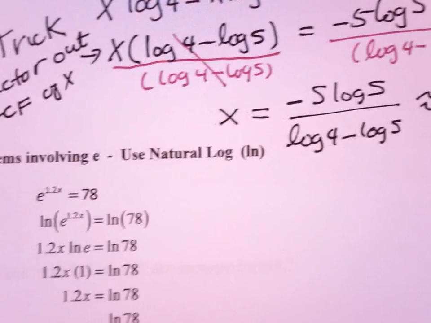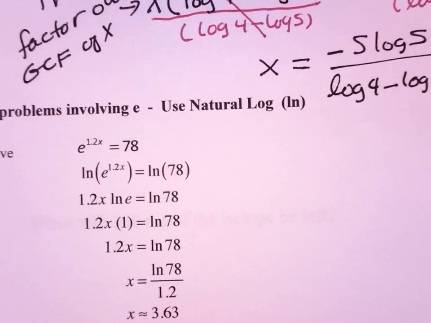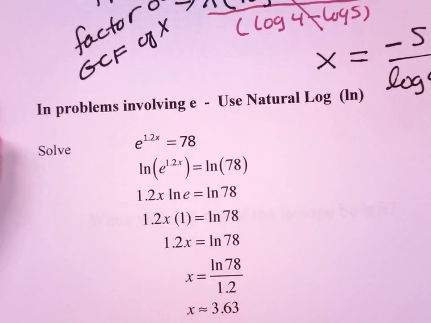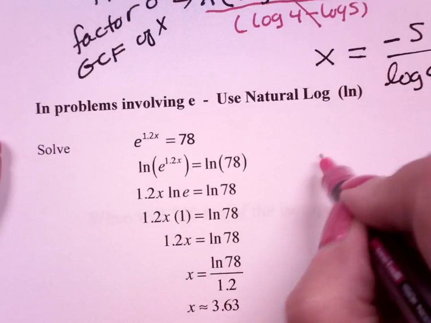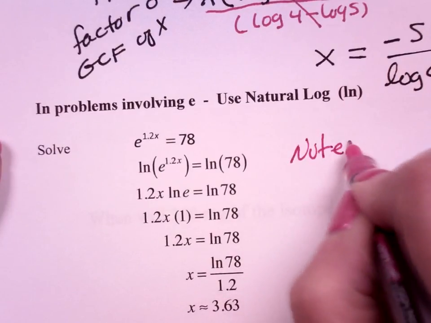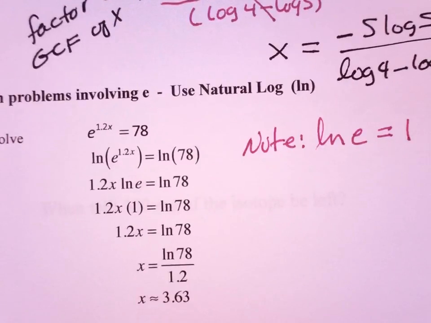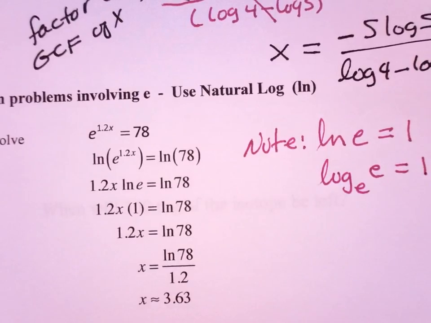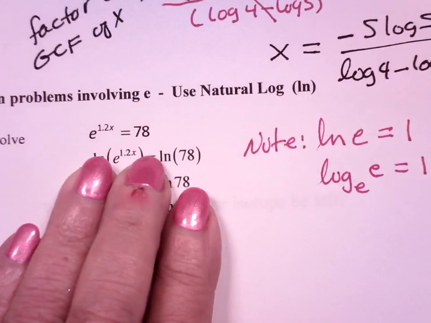Now, in dealing with e, we need to remember some things. We can use the natural log with e, and you're going to say, well, why is that? We want to remember that ln of e is 1, and that's because log base e of e is 1. So anytime I'm dealing with e, I use natural log.